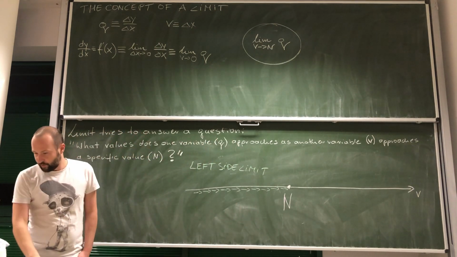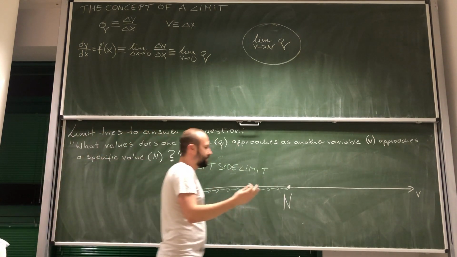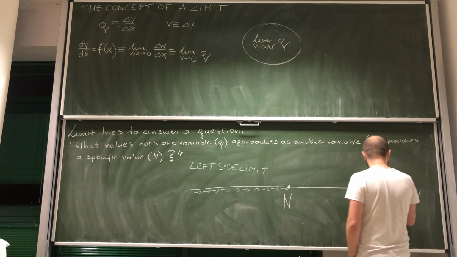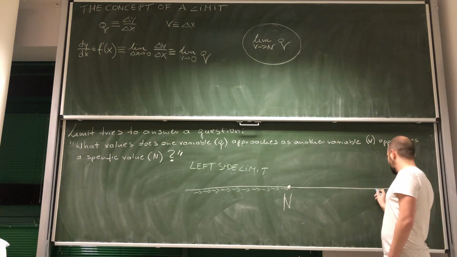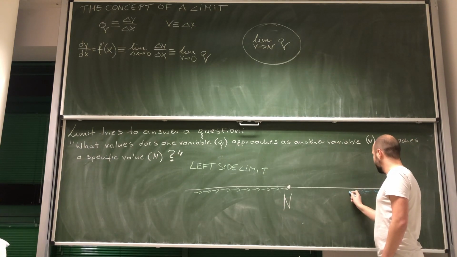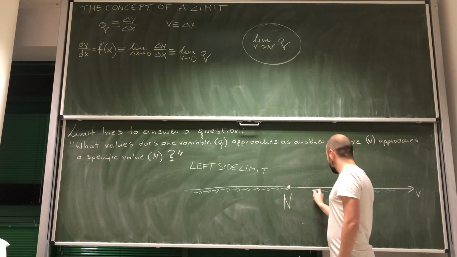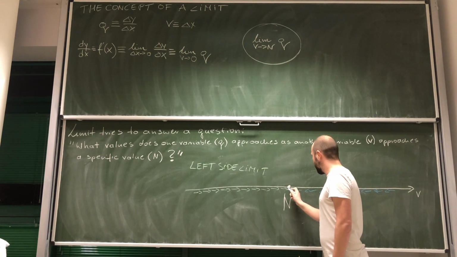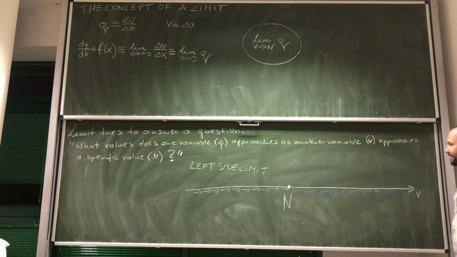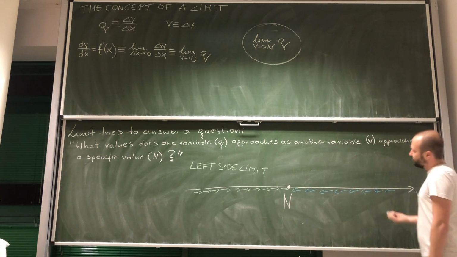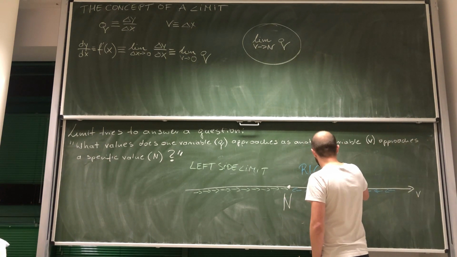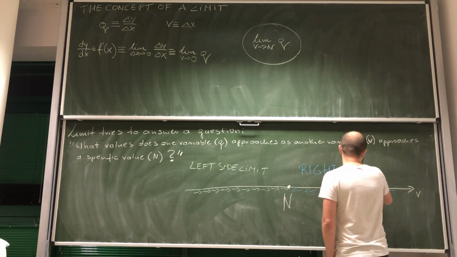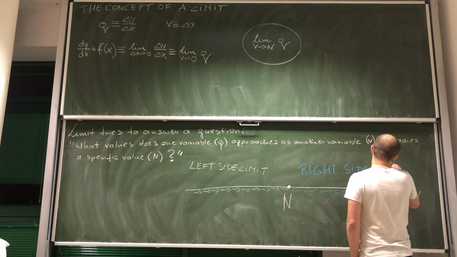But, of course, we can start from the opposite direction. We can start from values that are greater than n, and we can decrease v until we arrive at n. In this case, we're going to say that we are calculating right side limit.